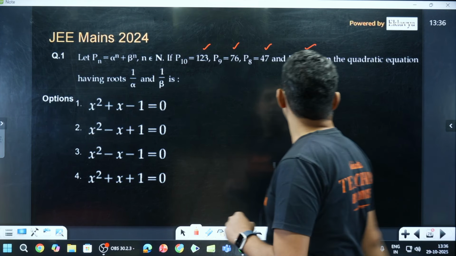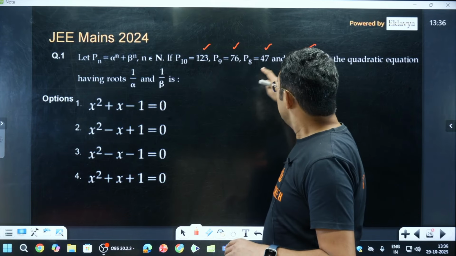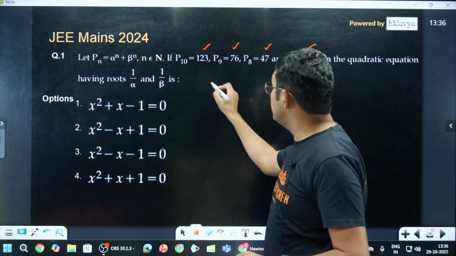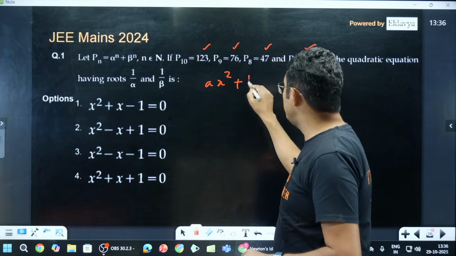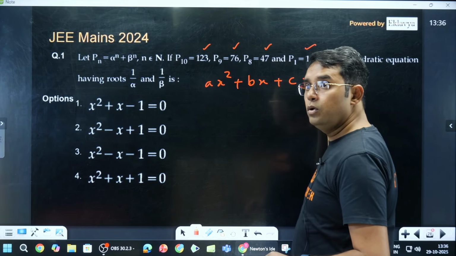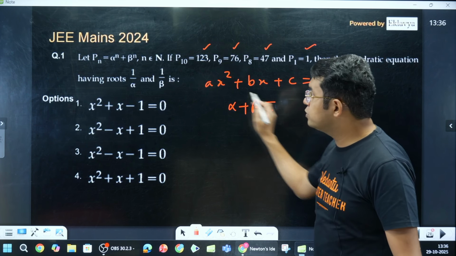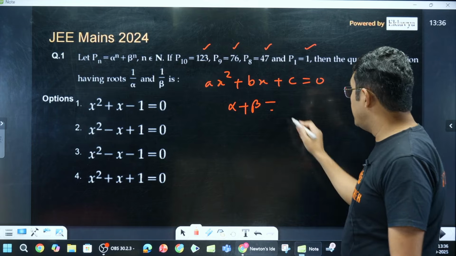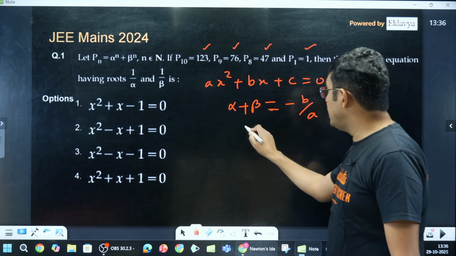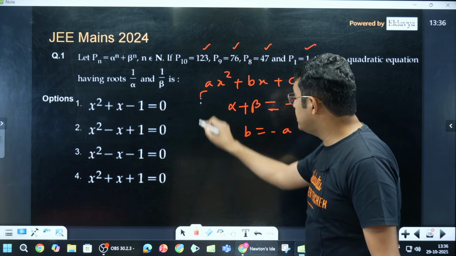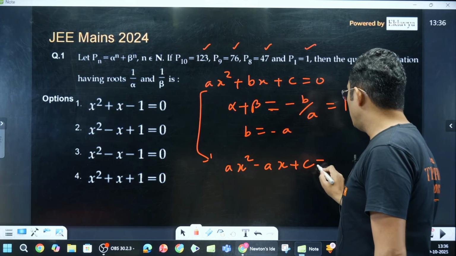Now alpha and beta should be different actually. If they are different, then this Pn will be satisfying the quadratic, let's say ax power 2 plus bx plus c equal to 0. Because P1 is 1, P1 means sum of roots only. This will be equal to minus b upon a, and that is equal to 1. So my b value is minus a. I will write this once again: ax square minus ax plus c equal to 0.